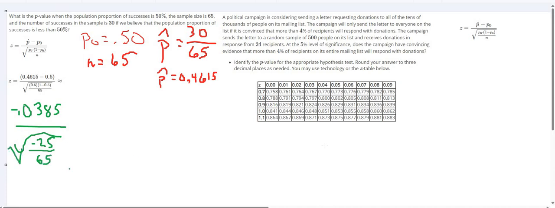Really, it's the square root of the whole thing. And then you try to put this in the calculator in one step. Use the parentheses, double check this. You could also use Excel. And we should get a value of about negative 0.6207. And then now we can use technology, Excel, to find out what the p-value is.